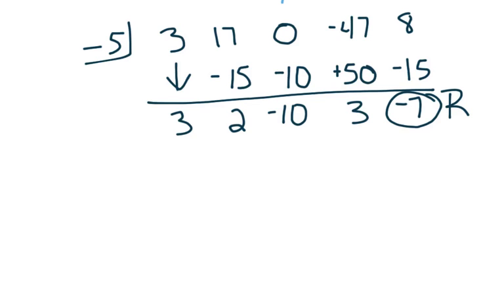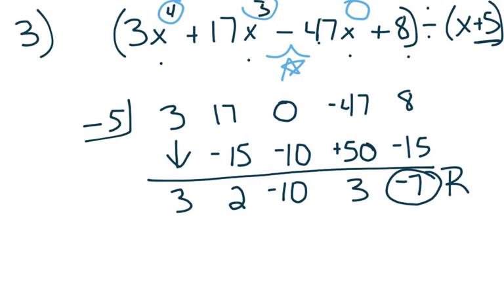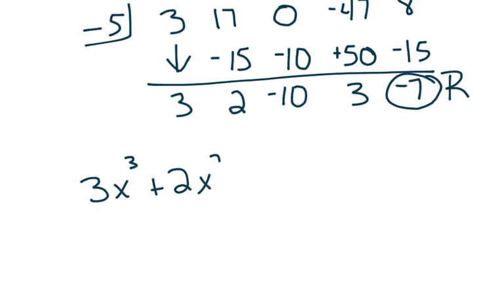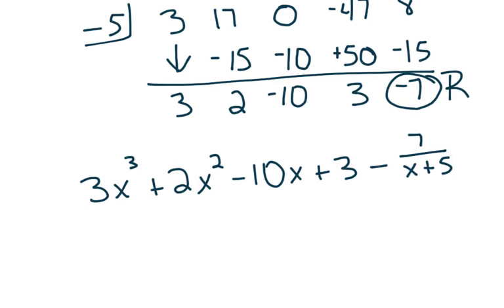I want to write my quotient. My first term up here was an x to the 4th, so my first term down here is going to be an x to the 3rd. So 3x cubed plus 2x squared minus 10x plus 3 minus my remainder over my divisor. And that is my quotient. Now, is this a factor of my dividend? No, because it has a remainder that is not equal to 0.